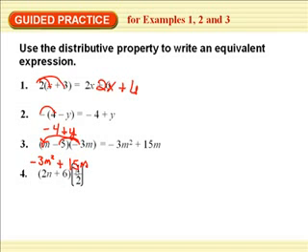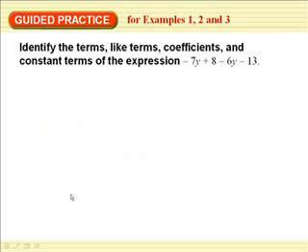Half of everything. So we're distributing a half. Half of 2n is 1n, and half of 6 is 3. So n plus 3. Well, that made that look a lot more friendly, didn't it, after we got rid of that fraction. Identify the terms, like terms, coefficients, constant terms.